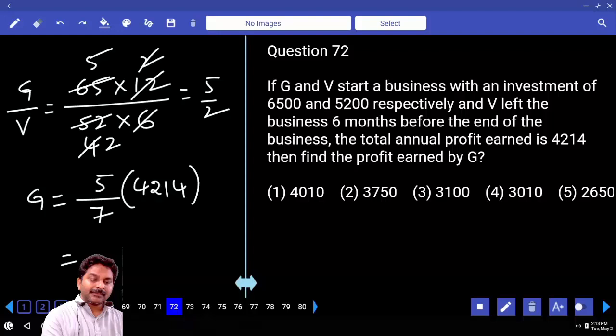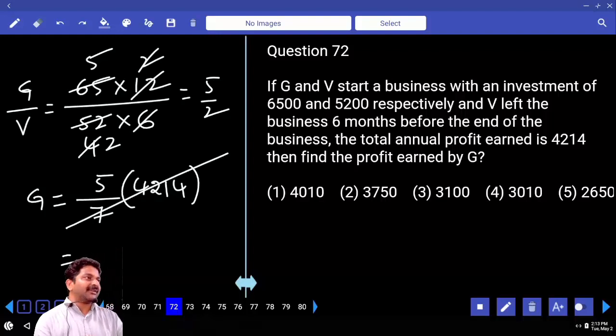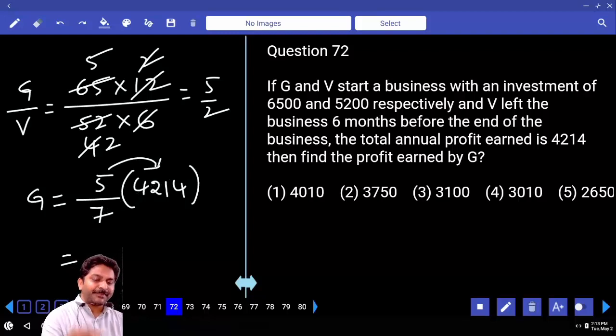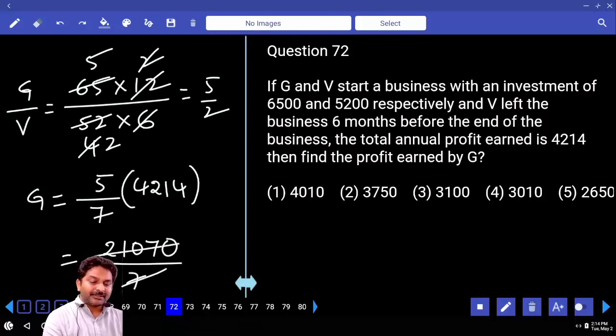Let's do one thing. You can cancel this number with 7 and then multiply it with 5, but I don't want to do that. Multiplying by 5 is simple: take 10 times the number and make it half. Take 10 times, 42,140 is 4,2,1,4,0. Half of that number is 21,070.